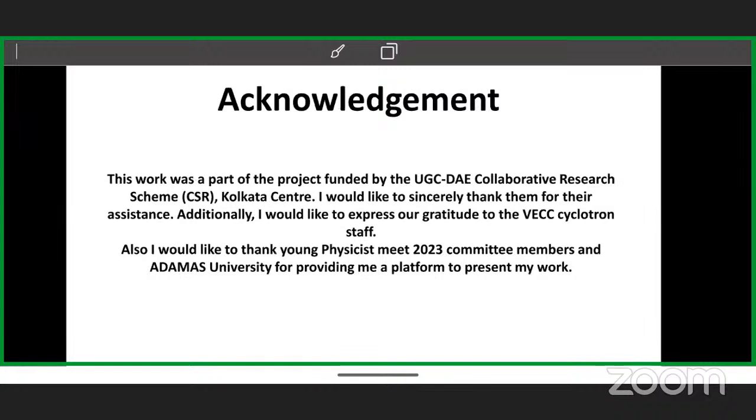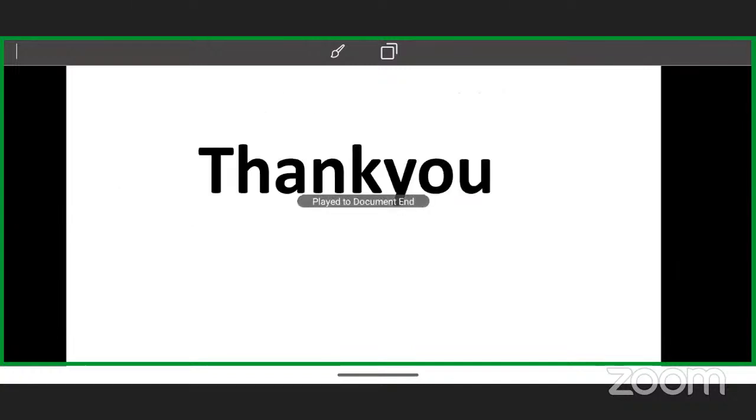I would like to acknowledge this work. This work was a part of the project funded by the UGC-DAE CSR Kolkata Centre. I would like to sincerely thank them for their assistance. Additionally, I would like to express my gratitude to the VECC Cyclotron staff. Also, I would like to thank the Young Physicist Meet 2023 committee members at the university for providing me a platform to present my work. Thank you.